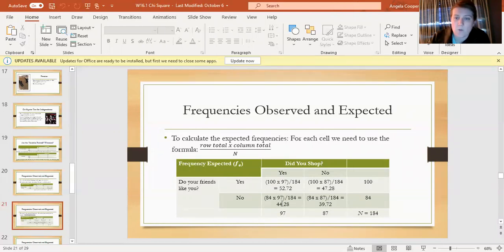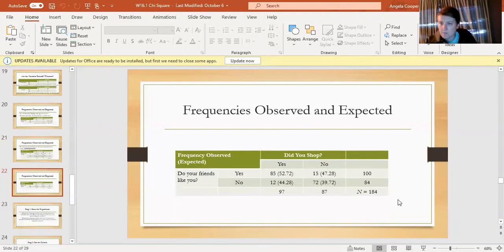Going down, we have 84 for the row total for yes, I did shop, and no, my friends don't like me. 84 for that row total times 97 for the column total, divided by 184, gives 44.28. And then we have it again at no and no: 84 row total times 87 column total divided by the n, 184, equals 39.72.